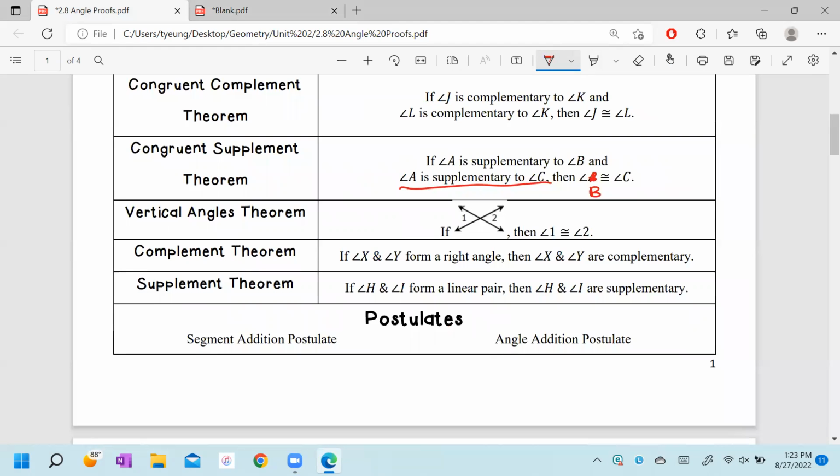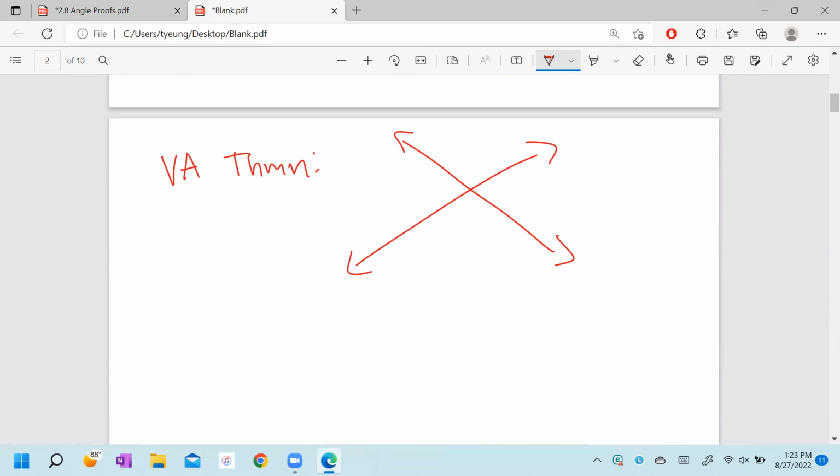The vertical angles theorem basically just says that if we have two angles that are across from one another, then they are congruent to each other. So for example, with this angle and this angle, let's say that we know angle A is 88 degrees. That means angle B should also be 88 degrees, because this is our vertical angle theorem. Angle A is congruent to angle B because they are vertical angles.